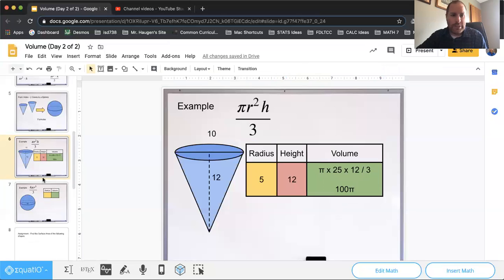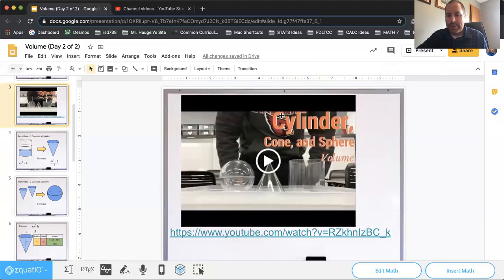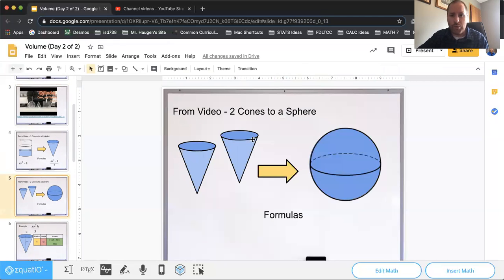All right, so that's using a cone. We're going to pop back up here for a second. Again, if you watch the video through, what he shows is that you can fit two cones, if you make them the same height as the sphere, and they will fill up a sphere. Exactly two cones fit inside of a sphere.